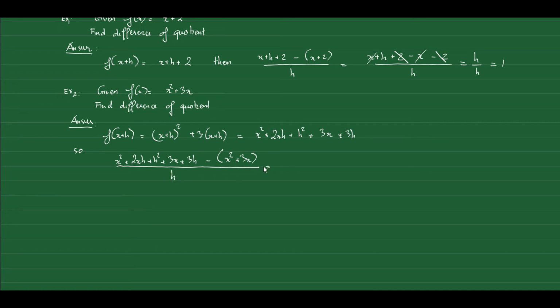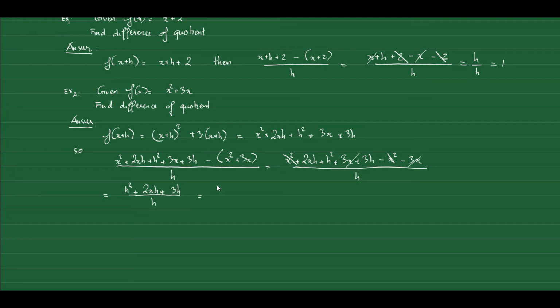Alright, now you just distribute them in. x squared plus 2xh plus h squared plus 3x plus 3h minus x squared minus 3x. Alright, cancel. The x squared cancels over h. So what you have left is h squared plus 2xh plus 3h over h.